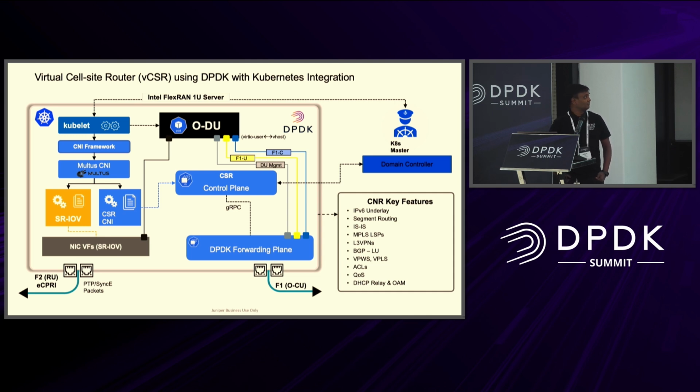And for providing cloud-native functionality, there is a lot of Kubernetes machinery here. There is a kubelet service which helps in spinning up the pod. And Multus is used here to provide different CNIs like SRIOV CNI and CSR CNI. So this is the high-level block diagram.